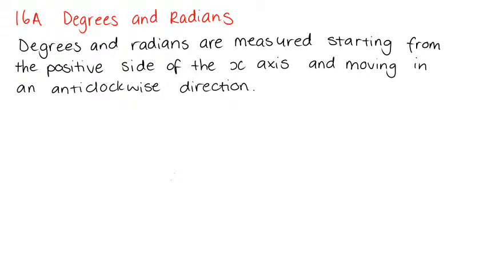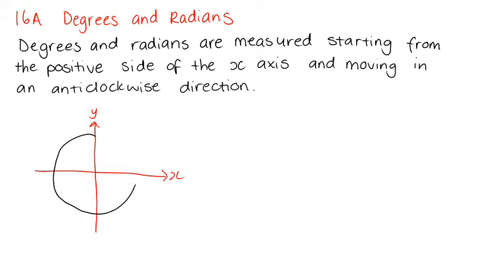Okay, so yeah, degrees and radians are measured starting from the positive side of the x-axis and moving in an anti-clockwise direction. So if this is our Cartesian plane and we have our unit circle, a unit circle has a radius of 1 in all directions and a center at the origin.